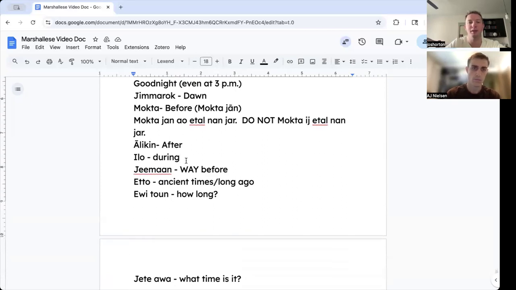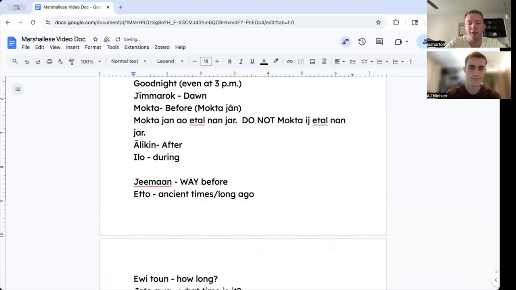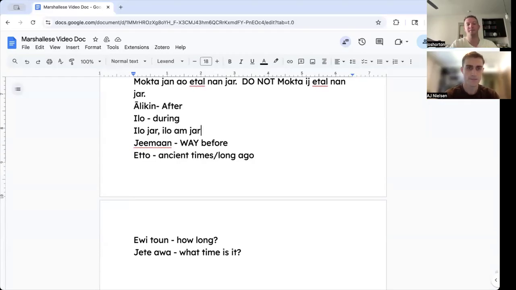Ilo is very versatile. It means like in. You can use it for a lot of different things, but it's also probably the best way to say during, like during while you are at church, or during church, would be just ilo jar or ilo am jar. So yeah, ilo is super important. Okay, and then we'll jump to some other words.